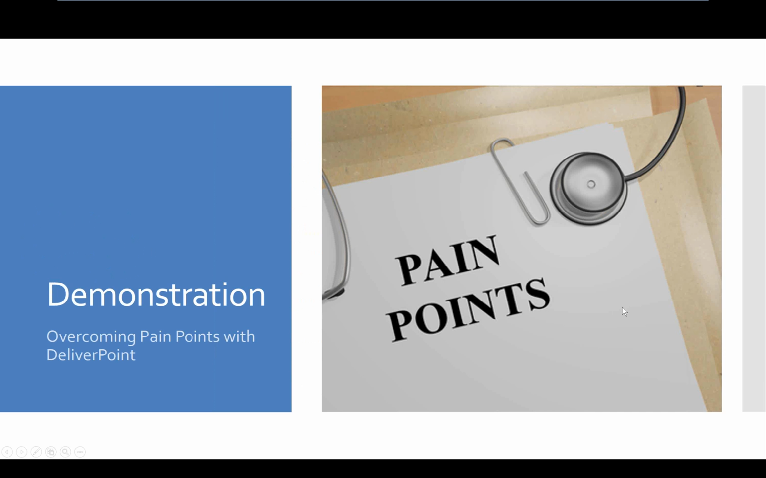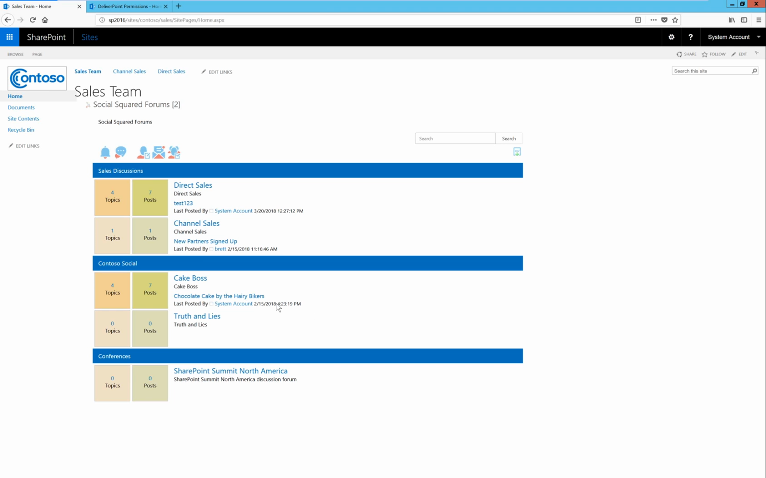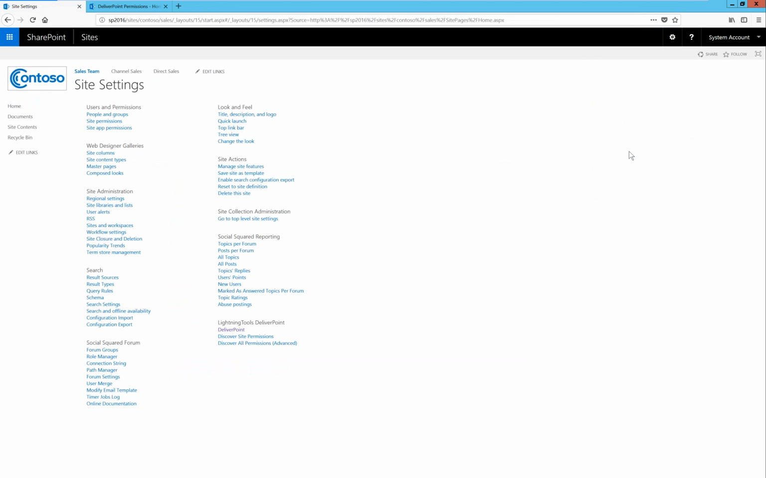So the rest of this webinar is effectively going to be demonstration. So let's go and have a look at those pain points and how DeliverPoint overcomes them. We'll start off with who can see your content. What I'm going to do is jump into my SharePoint team site here. In here, I'm working with the sales team of this Contoso team site. First of all, I'll jump into the site settings. So we're not using DeliverPoint at all at the moment.